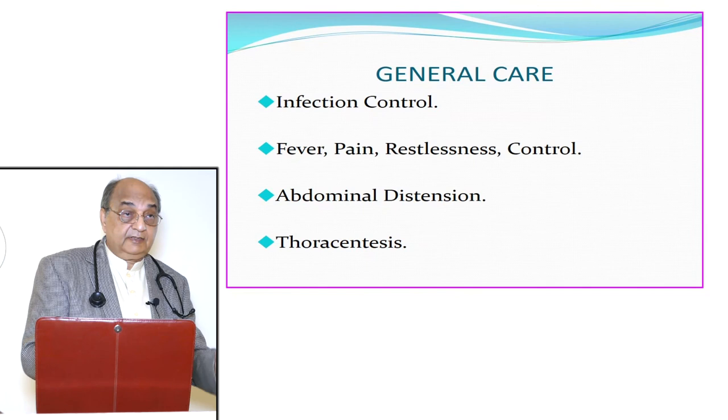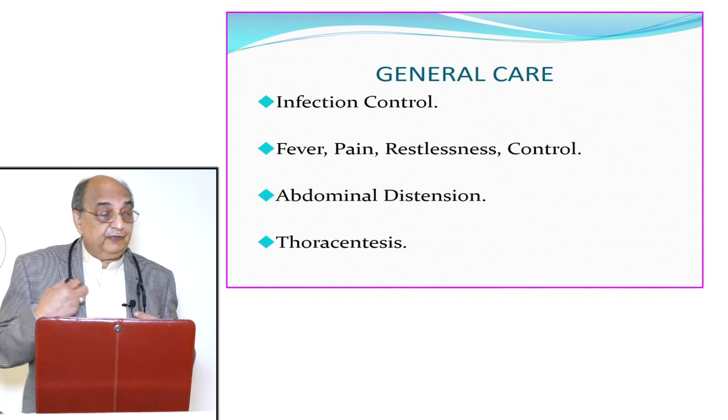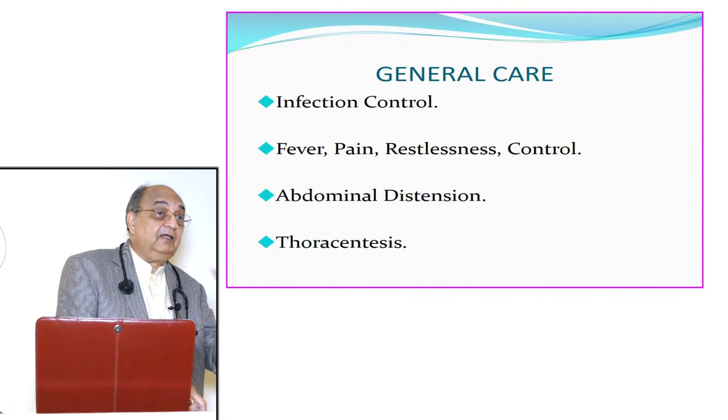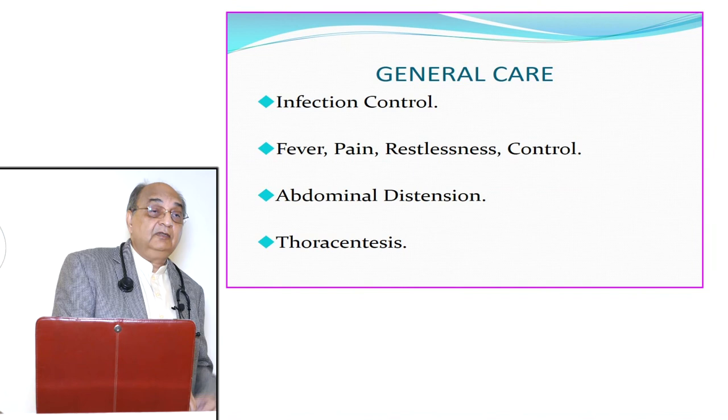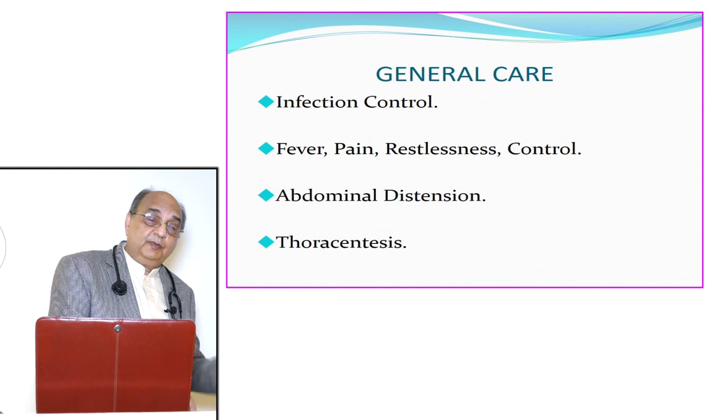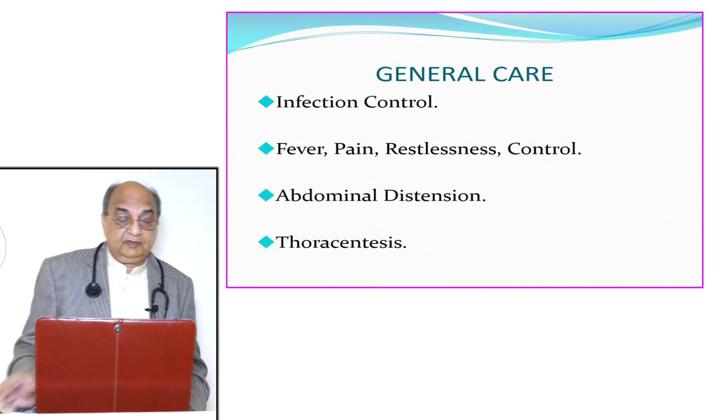It's a standard. Then control the fever, pain and restlessness. All these things, fever, pain and restlessness, increase the oxygen requirement at the cell level. On the one hand, we are not getting enough oxygen into the body because the patient is in respiratory failure. On the other hand, the requirement increases, so you are doubly at a loss. There will be more anaerobic metabolism and more lactate production, and the patient will go into metabolic acidosis.